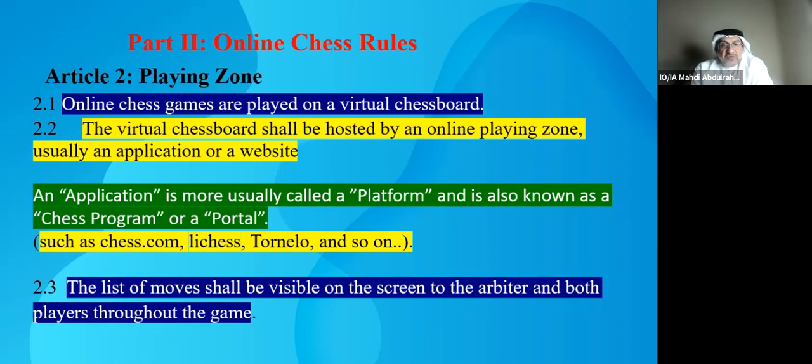The list of moves shall be visible on the screen to the arbiter and both players. So in this platform, when you play, the PGN file will already be there, so it is very easy to download. If you want to analyze your game after the end of the round, just download the PGN file, because this will be visible during the game and the arbiter can watch and see.